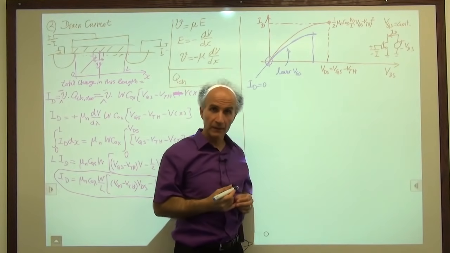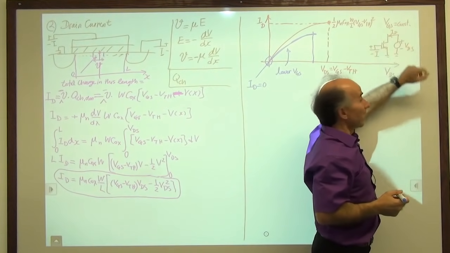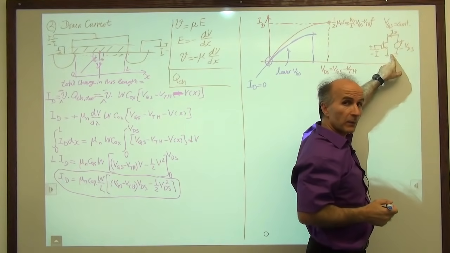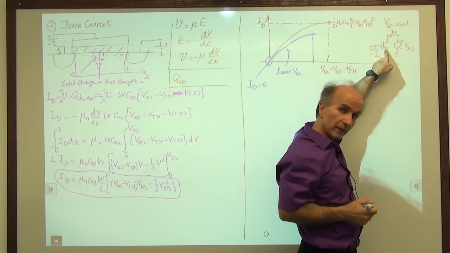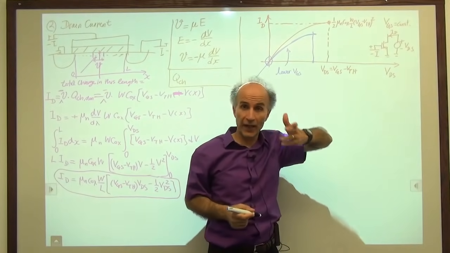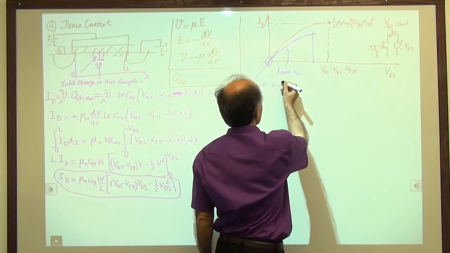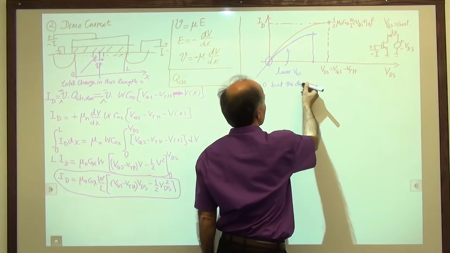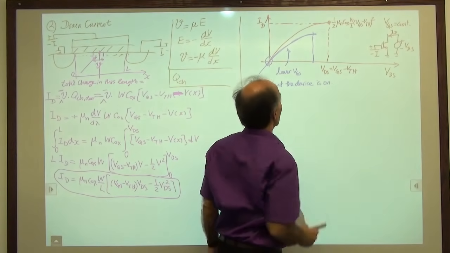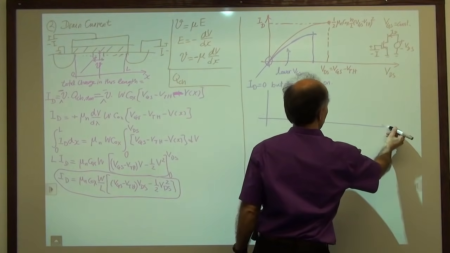But is the device off? No, it's not off, because the gate voltage is still there. The gate voltage is some amount. So around here, VDS is zero. We have no current going this way, but there is a channel inside the device. So as I said, this is a unique property of MOS devices. They can be on, they can have a channel of electrons, but they have no current. So ID is zero, but the device is on.